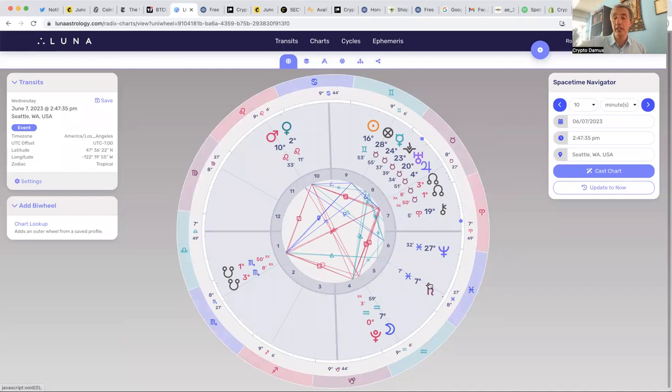So the energy is building up now, between now and the 19th. For the next 12 days, the energy is approaching and ramping up, and hits exact on the 19th. And then it will start to separate. It will still be in effect for the rest of June, but then it starts to separate.